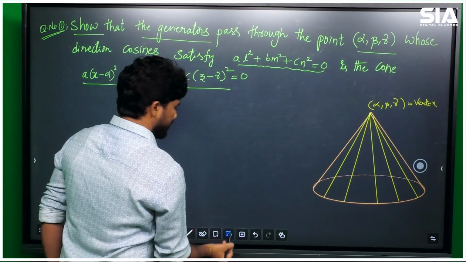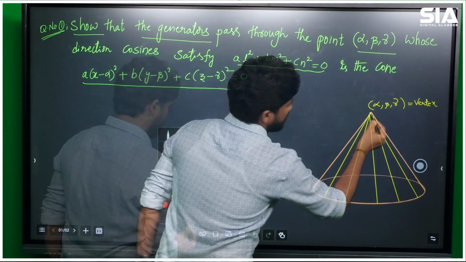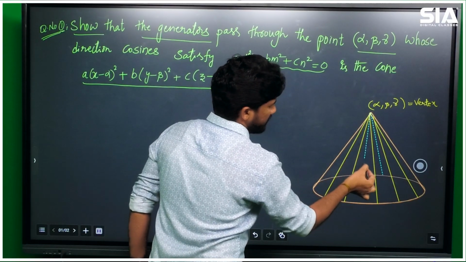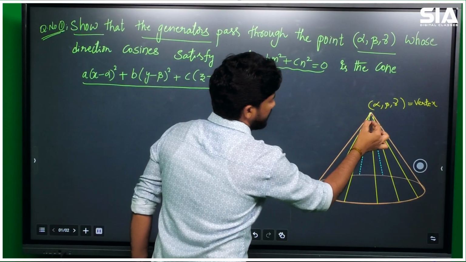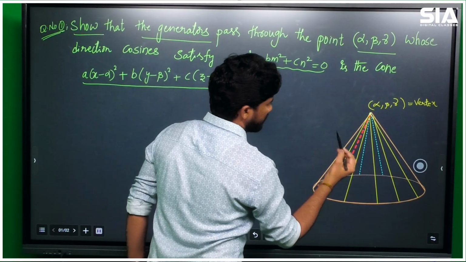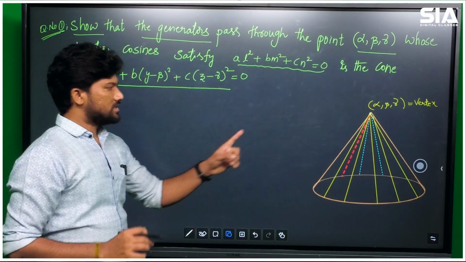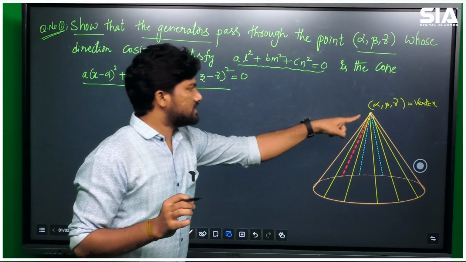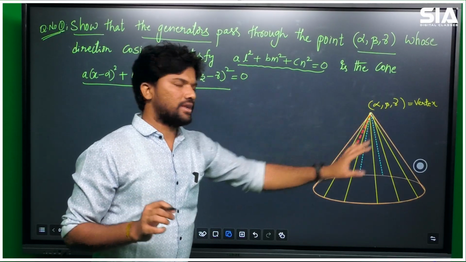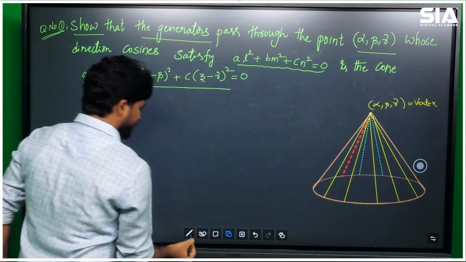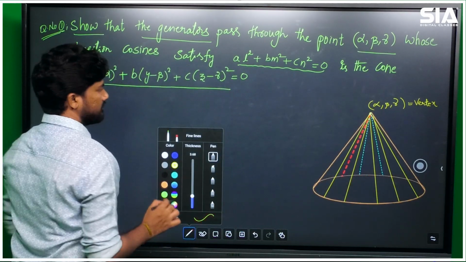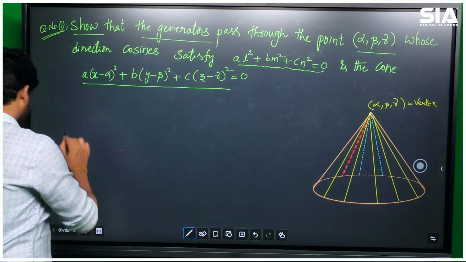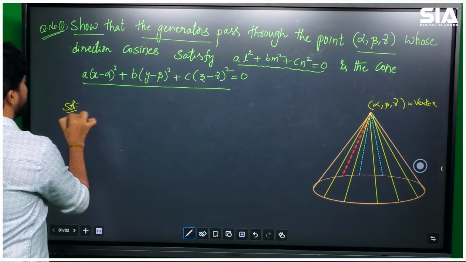Similarly, we can see a few more. This is also one generator, and from this point this is one generator, and from the same vertex this is one more generator. So this is a cone and its vertex. Whenever you take generators, all those generators pass through the vertex of the cone only. Now, what they are saying in the problem is that the direction cosines of these generators satisfy the given condition, then we have to prove the required cone equation is this. So let us see the solution of this problem.